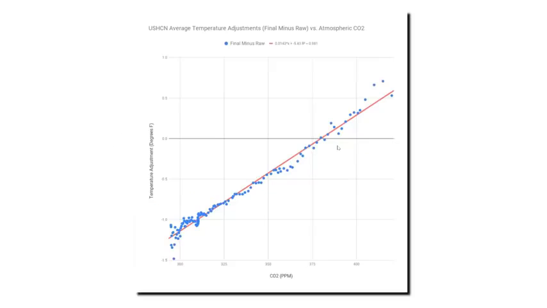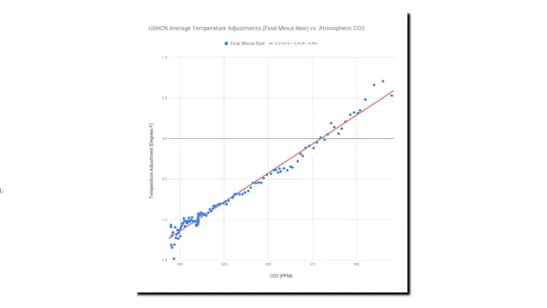That graph looked pretty suspicious, but this graph is the real smoking gun that something very wrong is going on. This graph once again plots the final minus raw temperature adjustment on the y-axis, but across the x-axis, instead of time, I'm plotting atmospheric carbon dioxide. You can see that there's almost a perfect correlation between the amount of carbon dioxide in the atmosphere and the amount of data tampering which NOAA is doing. In fact, the correlation is so good it has an R squared of 0.981, which is an extremely good correlation.